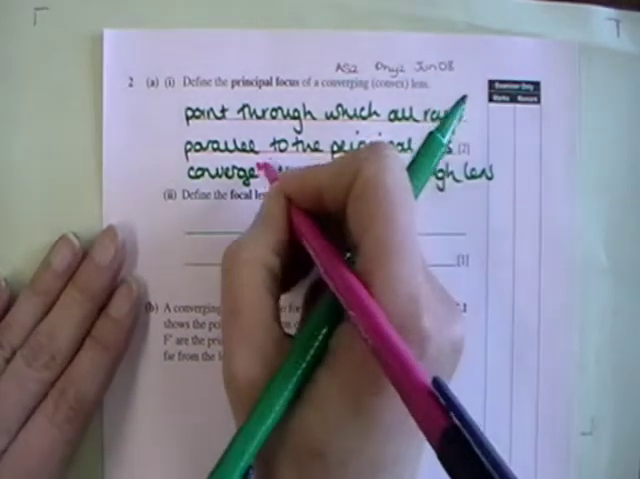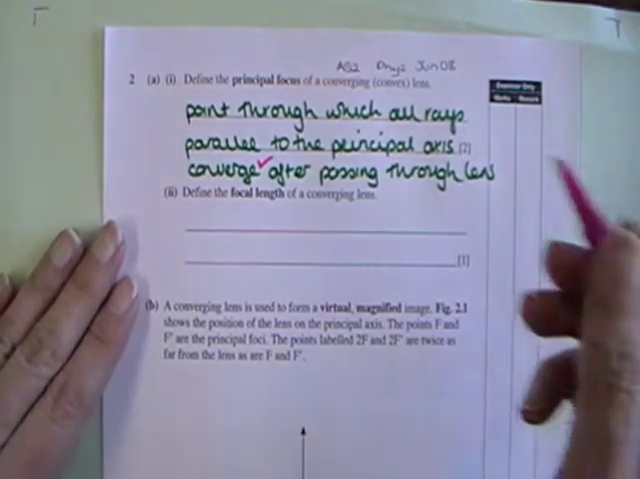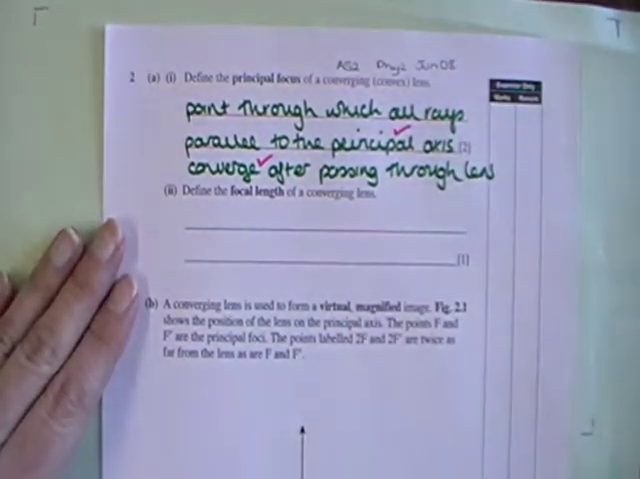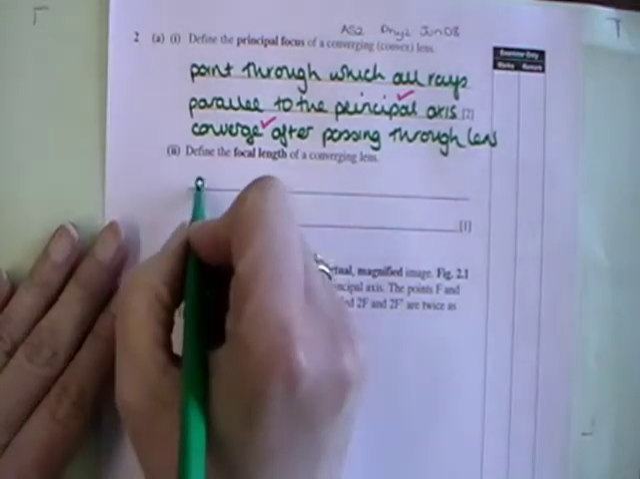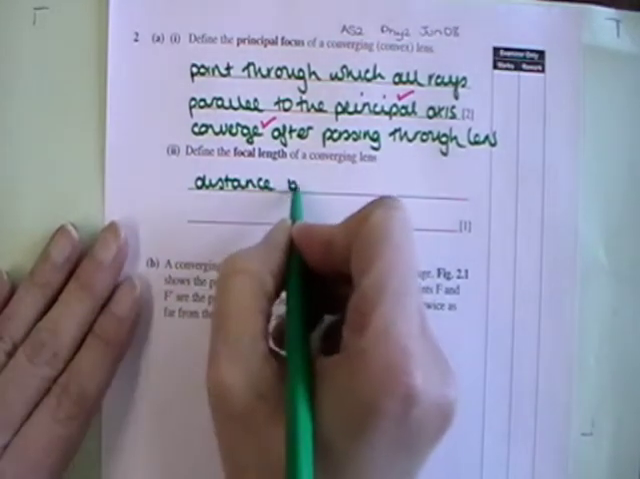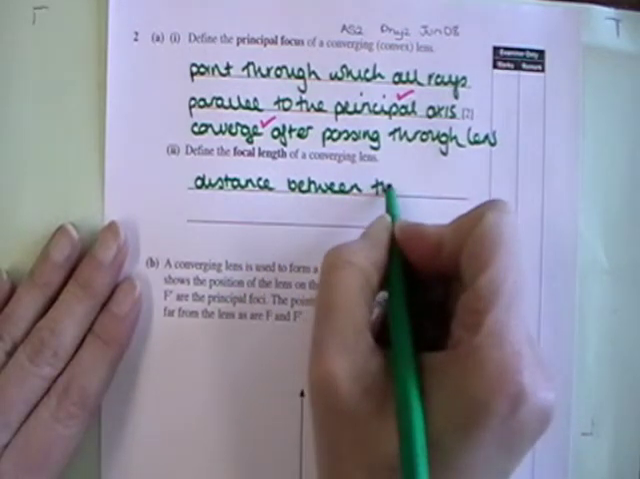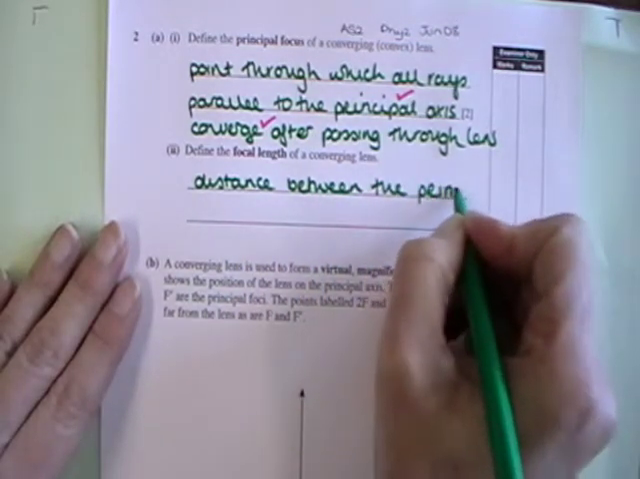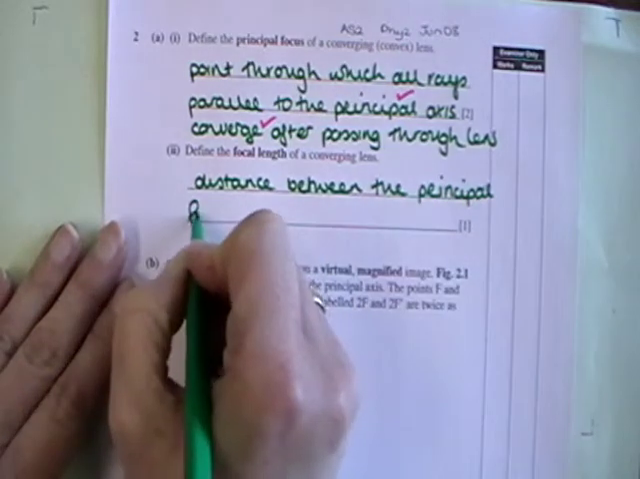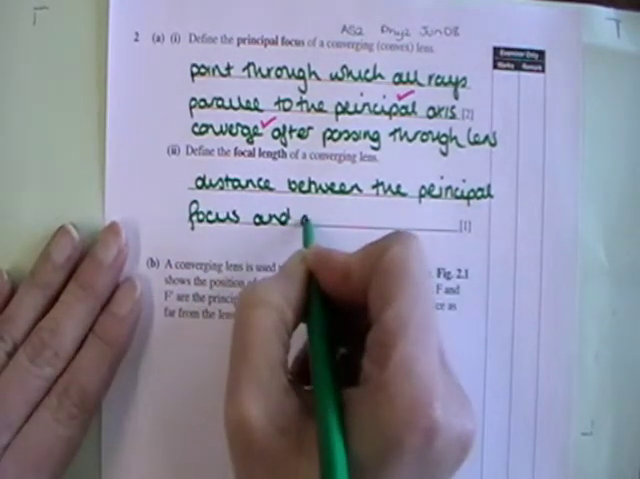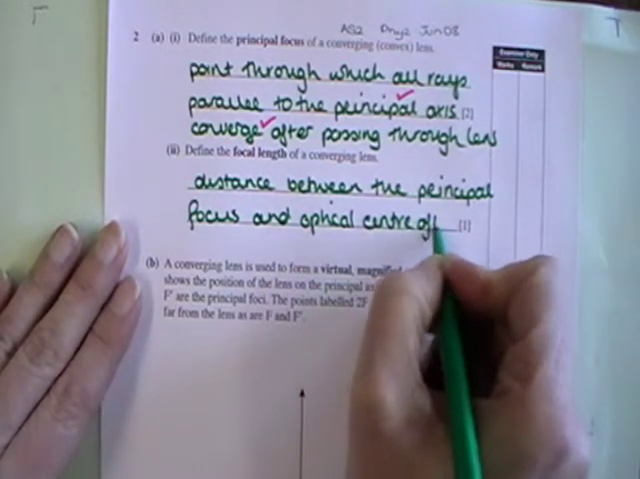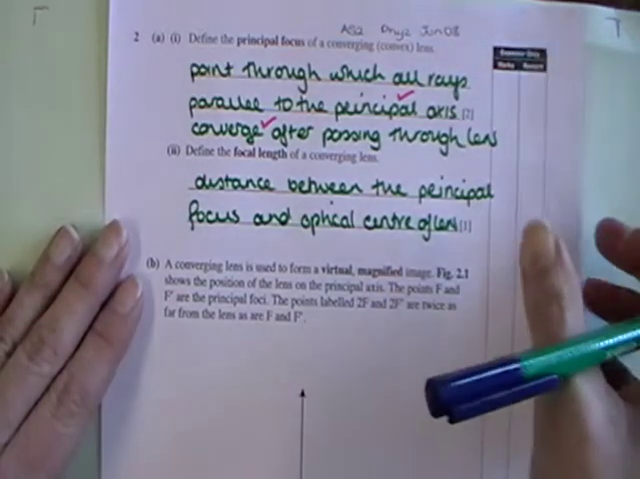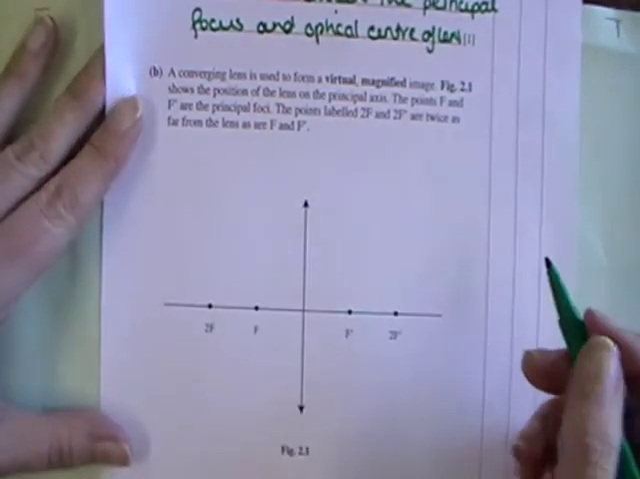One is for identifying the converging idea, and the other is that it must be parallel to the principal axis. It's not just parallel rays, it's those which are parallel to the principal axis. The focal length then is the distance between the principal focus and the optical centre of the lens, for 1 mark. Very straightforward, that one. Part B then.